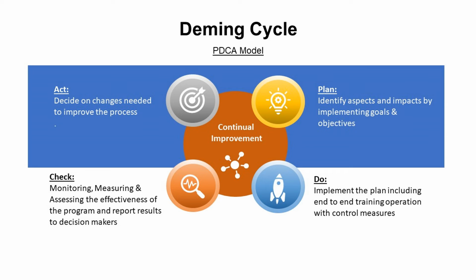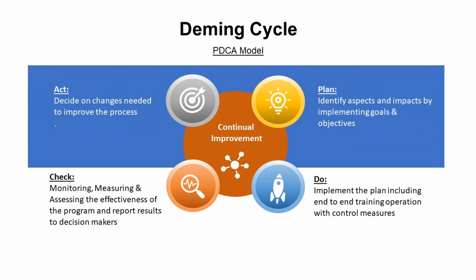Followed with C, that is check, or S for study. How would you do that? How would you check? How would you study how the project is going? It is by monitoring, measuring, assessing the effectiveness of the project. You can also do reporting and checking the results from time to time and analyze even the opinion or feedback from the decision makers or the clients.